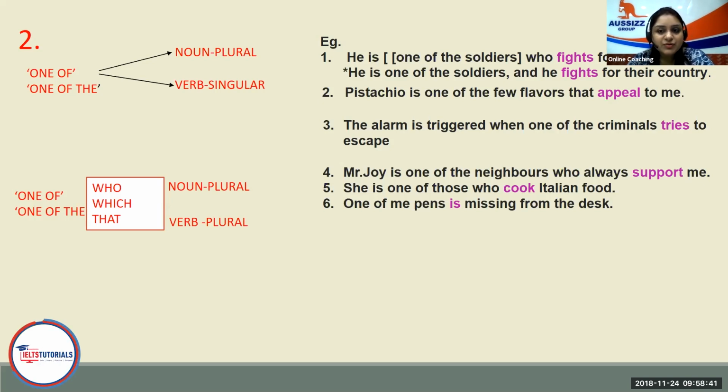Okay. So the alarm is triggered when one of the criminals. So here I am adding a plural noun. One of the criminals tries. Tries, a singular verb. Okay. Fourth example.